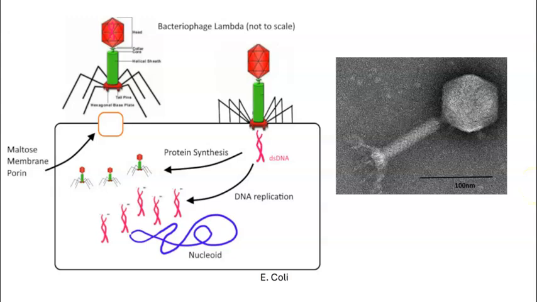Bacteriophage lambda is an obligate parasite of bacterial cells, such as Escherichia coli, E. coli. So it's not just the cells of plants or animals that can be infected by a virus, but also bacterial cells.